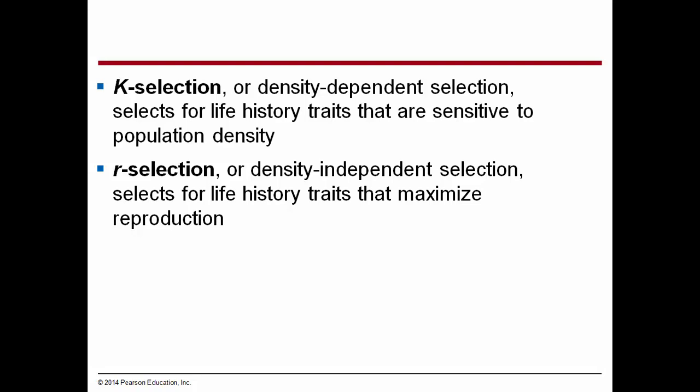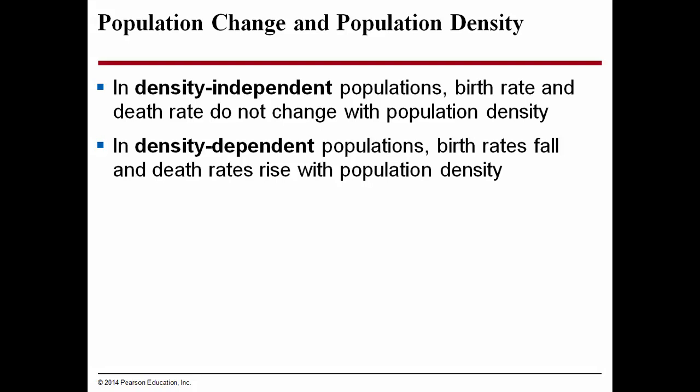K selection, or density-dependent selection, selects for life history traits that are sensitive to population density. R selection, or density-independent selection, selects for life history traits that maximize reproduction. In density-independent populations, birth rate and death rate do not change with population density. In density-dependent populations, birth rates fall and death rates rise with population density.